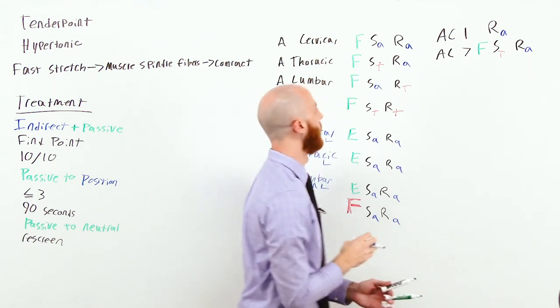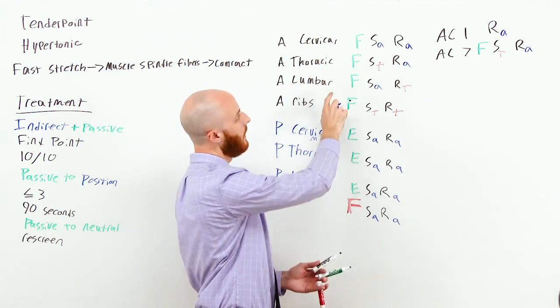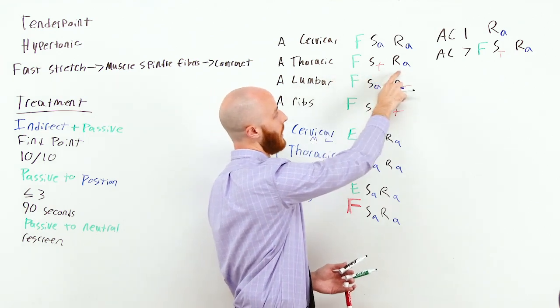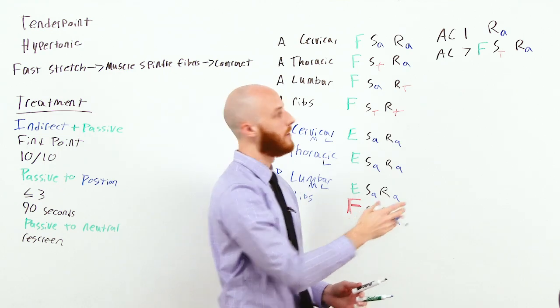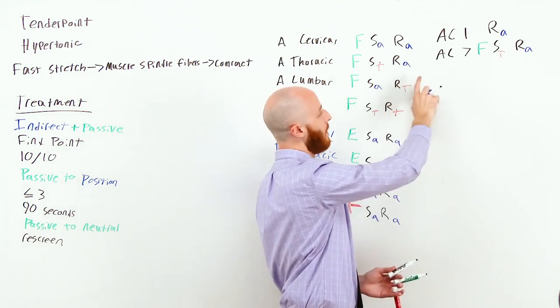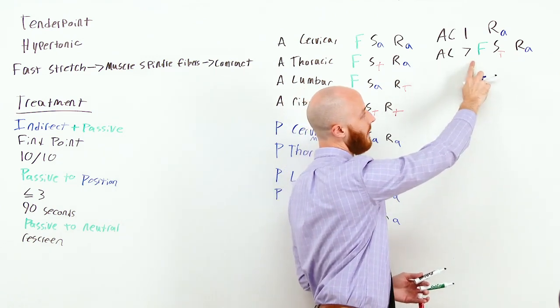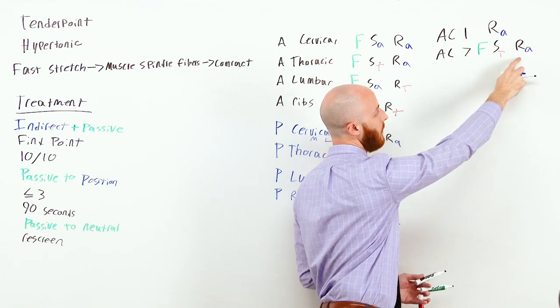Another way to remember this is that this motion is just like the thoracic spine. Flex, side bend toward, rotate away. If it helps, just remember thoracic spine minus 1 vertebra, and now you're at AC7. So flex, side bend toward, rotate away.